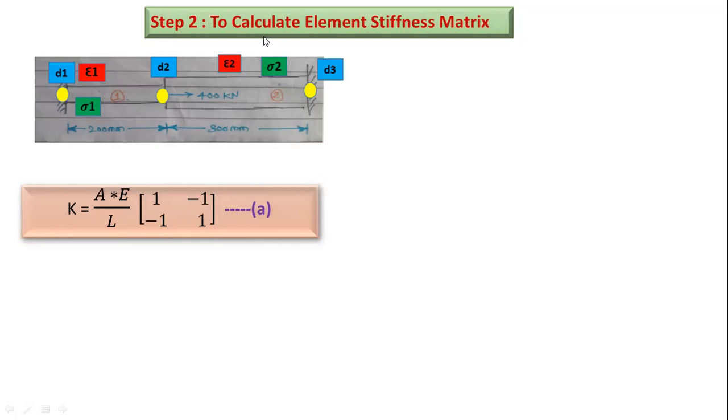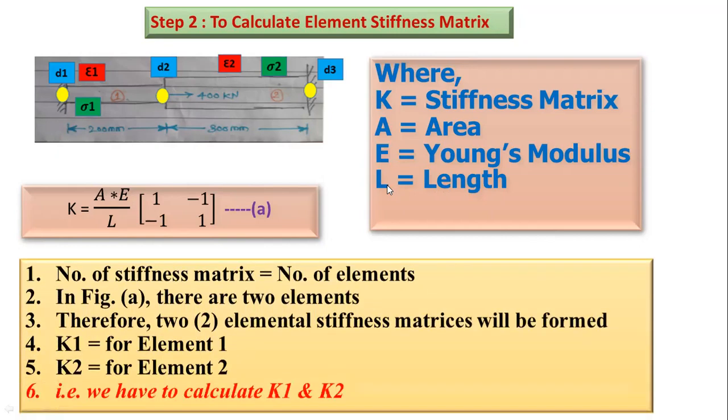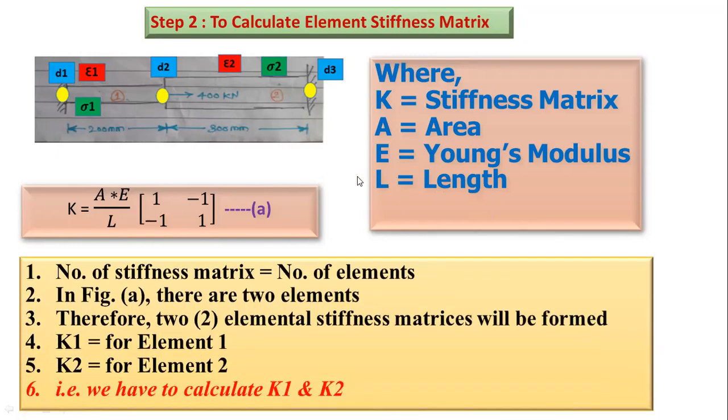So for calculating the element stiffness matrix for element 1 and element 2, we use K equal to A E upon L times the matrix 1 minus 1, minus 1 1. We just need to put in the respective values of A, E, L. Here K is the stiffness matrix, A is the area of the element, E is Young's modulus of elasticity, and L is the length of the respective element. So in our problem, two element stiffness matrices are prepared, K1 and K2.